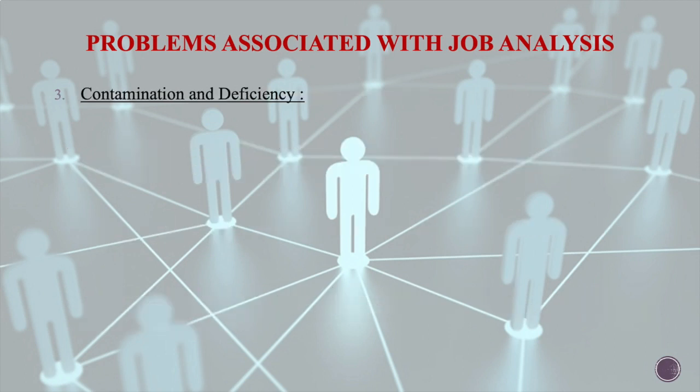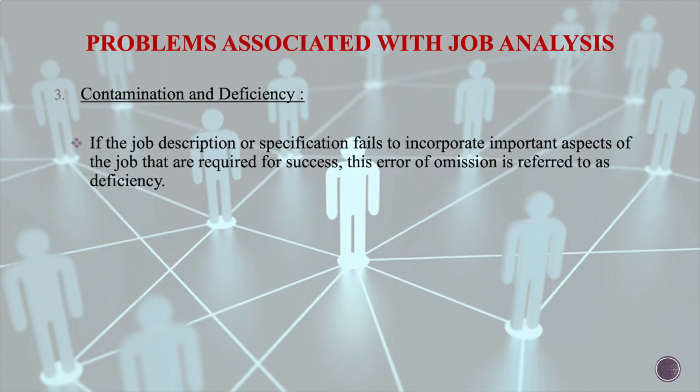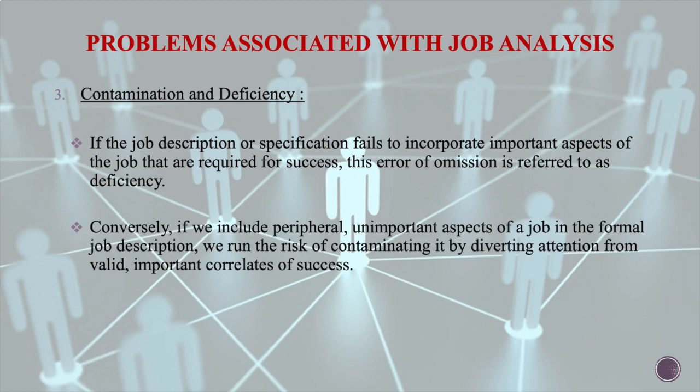The third point is called contamination and deficiency. If the job description or specification fails to incorporate important aspects of the job that are required for success, this error of omission is referred to as deficiency. Conversely, if we include peripheral, unimportant aspects of a job in the formal job description, we run the risk of contaminating it, that is, by diverting attention from valid, important correlates of success.